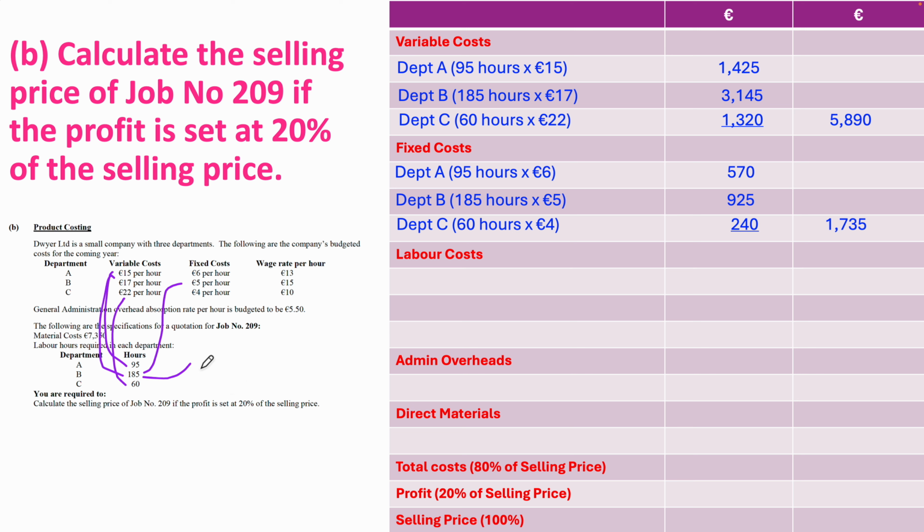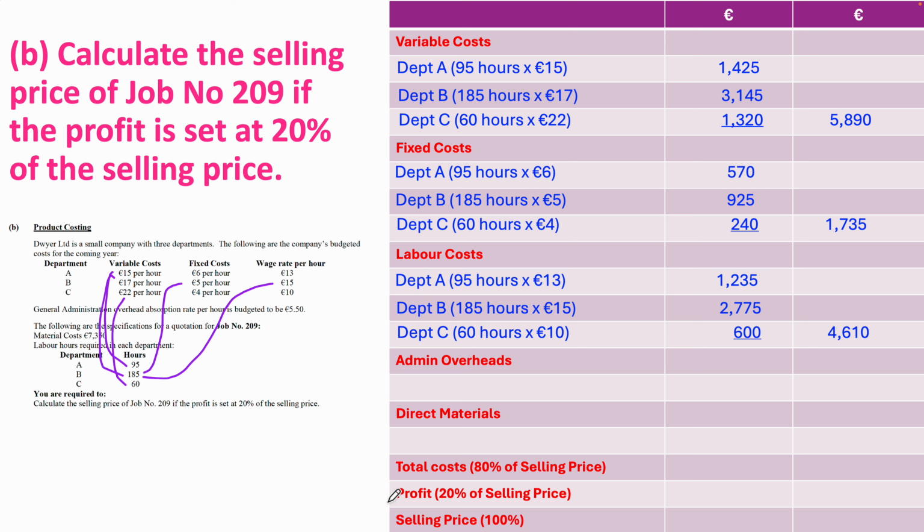Then we've got the hours and we multiply them by the wage rate per hour. So we've got 95 by 13, 185 by 15, 60 by 10, and so we add all them up and we get 4610. Then the admin overhead, so we're told that it's €5.50 per hour, and we know the amount of hours that we have. So we've 95, 185 and 60. That is 340 hours at €5.50 per hour. So that tots up to 1870.